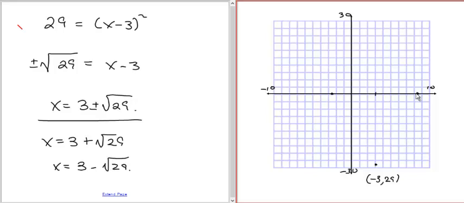Oh, is it? Well, it is positive 3 because you got x minus 3. Yeah, so this is the vertex. Oh, I wrote it down. I see what you're saying. Yeah, I wrote it down wrong. I plotted it correctly. I wrote it down wrong. Thank you.